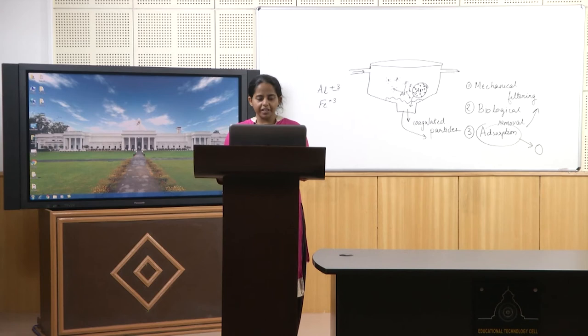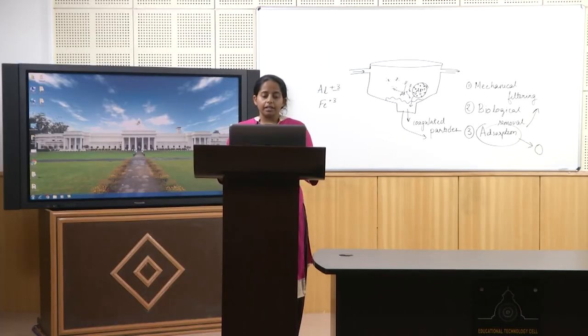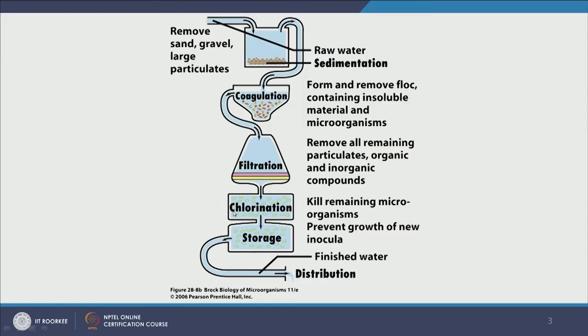So after filtration, we have chlorination in this diagram. Basically, this is disinfection. In India, this is the most common way of disinfecting. We add some kind of chlorine molecule in which the chlorine has the opportunity to oxidize cellular membranes and destroys the cell components. And we use bleaching powder, we use chlorine gas primarily in India, and in certain parts of other countries like US, people use chloramines as well.